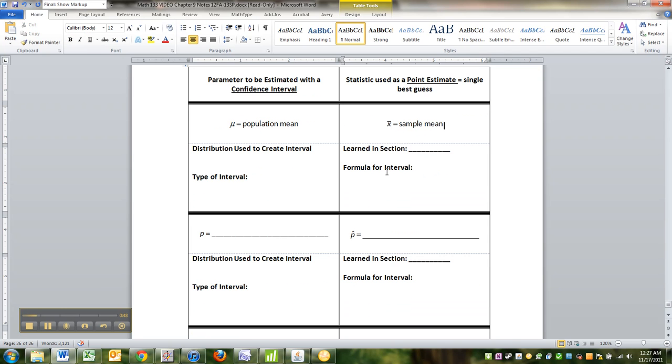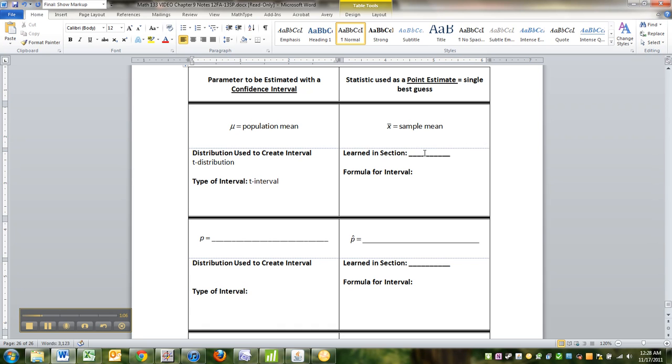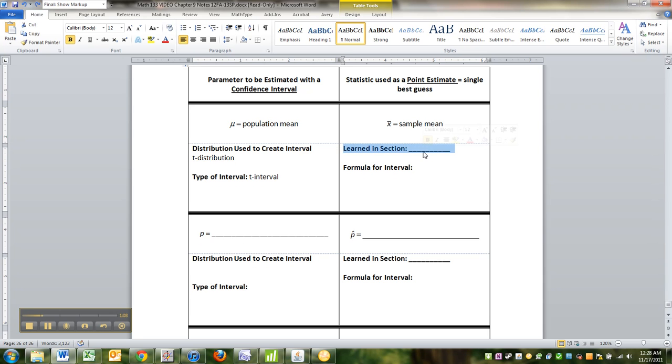All right, so what distribution do you use if you're talking about the mean? Well, that's the t distribution. We learned about it today, invented by the guy that worked for the brewing company. The type of interval is a t interval, so that's the shorthand for it. We learned it in section 9.2.